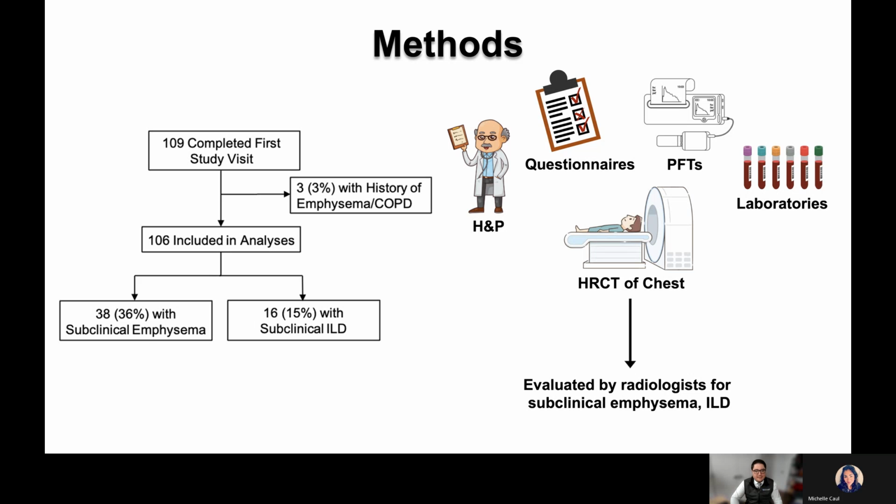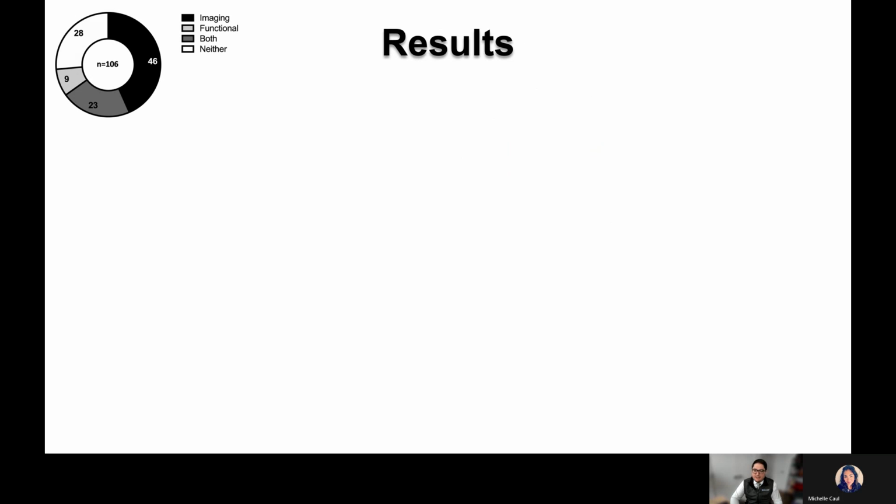Overall, we identified 38 subjects with subclinical emphysema, which represented 36% of our cohort, and 16 subjects, or 15% of our cohort, with subclinical ILD. As I mentioned, overall, we found when we looked at both functional and imaging abnormalities, about 74% of patients had either of those abnormalities, as shown in this pie chart.